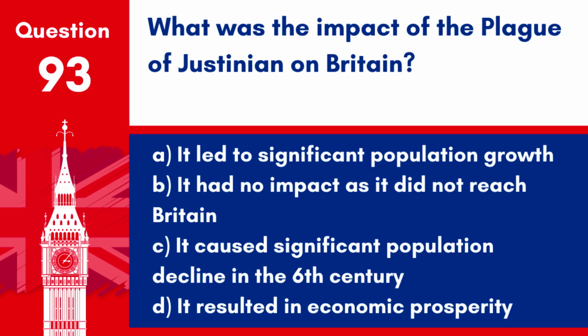Question 93. What was the impact of the plague of Justinian on Britain? A. It led to significant population growth. B. It had no impact as it did not reach Britain. C. It caused significant population decline in the 6th century. D. It resulted in economic prosperity. Answer: C. It caused significant population decline in the 6th century. The plague of Justinian reached Britain and contributed to widespread mortality and social upheaval.